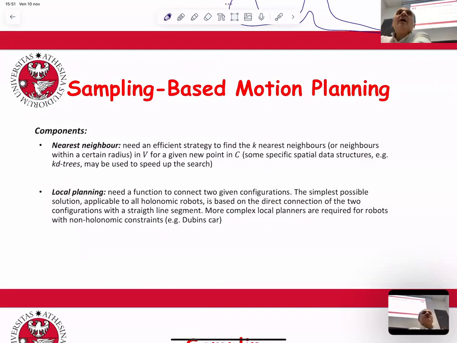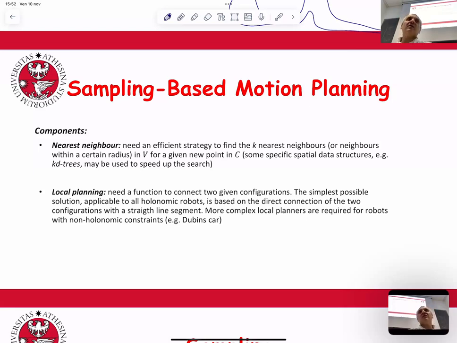Now, what are the components of any sampling-based algorithm? Essentially two. One is the nearest neighbor. Okay, so you extract a point, and you want to find the point in your set which is the closest to the point that you have just extracted. So this is of course a nightmarish effort if you keep scanning the entire set of points every time. So you need to do something smart.